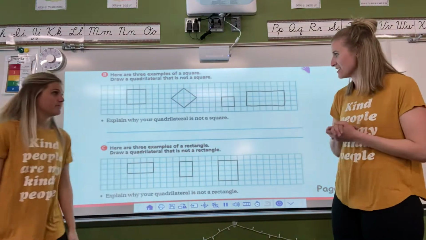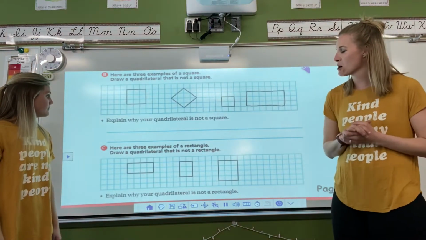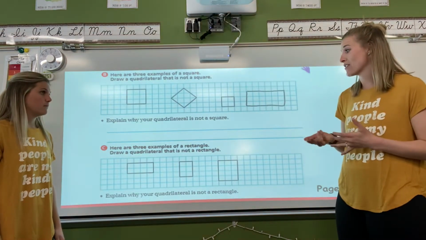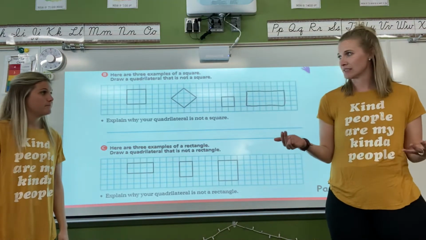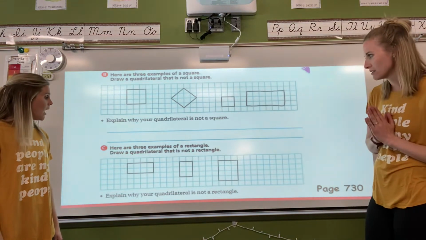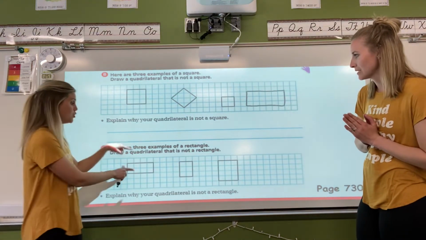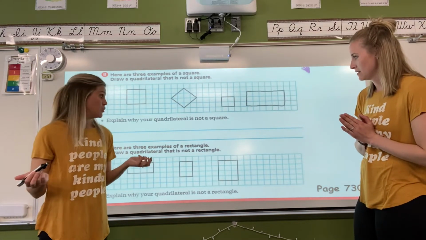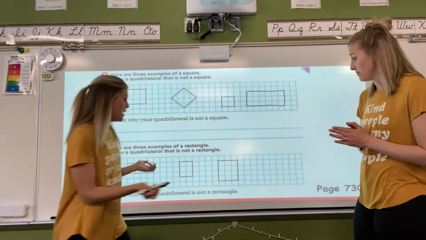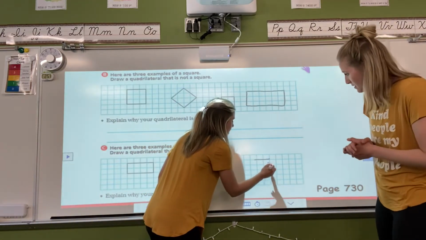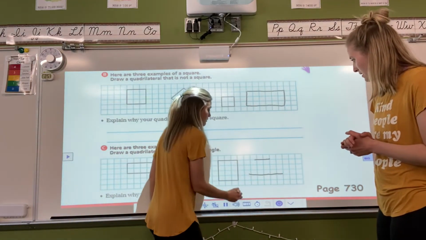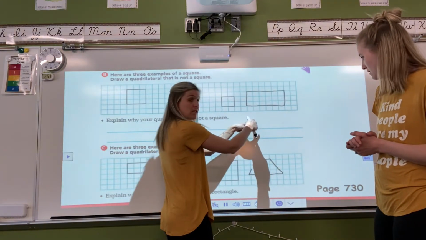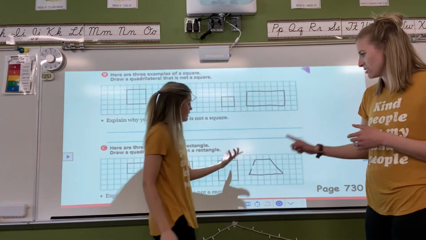Perfect. Good deal. Letter C says, here are 3 examples of a rectangle. Draw a quadrilateral that is not a rectangle. What do you think we could draw? Well, I know that a rectangle has to have 2 pairs of parallel sides. Yep. What if I drew a shape that doesn't have 2 pairs of parallel sides? So maybe I want to make this side and this side parallel. Yep. But I don't want to make that side and that side parallel because they would eventually intersect. What kind of shape is that?